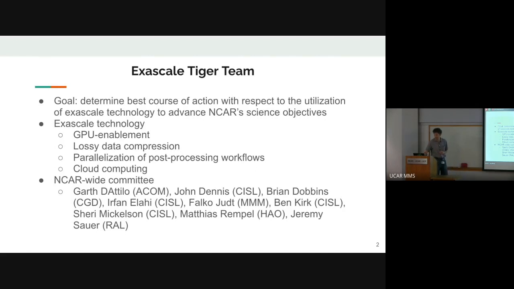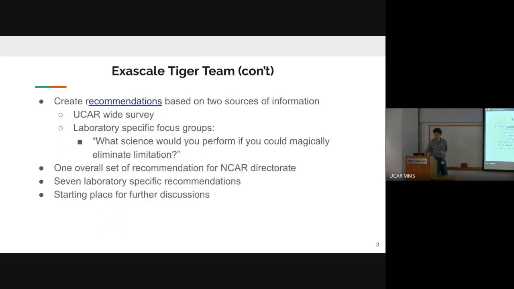I'm just the one who's up here talking. So what we did is we created recommendations based upon 2 sources of information. A while ago, we sent out an NCAR-wide survey. It was targeted at how do you do computing? What are your limitations? What are your pain points? And then it was also based upon a second source of information. And I found this really fun, actually.